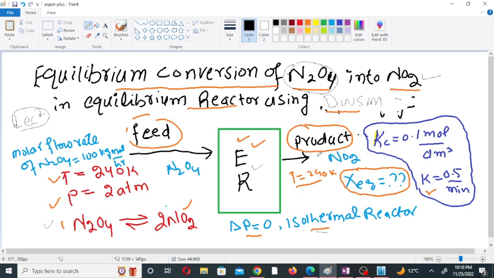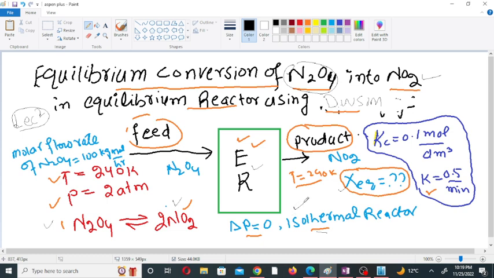The equilibrium constant for this reaction is 0.1 mole per dm cube, and the rate constant of dinitrogen tetroxide in this reaction is 0.5 per minute. So what will be the equilibrium conversion for this equilibrium reaction in this equilibrium reactor? We will discuss this equilibrium conversion in the DWSIM software.